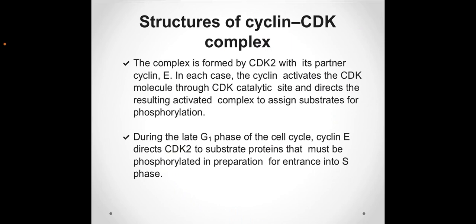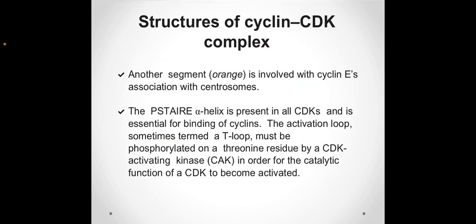During the late G1 phase of the cell cycle, cyclin E directs CDK2 to substrate proteins that must be phosphorylated in preparation for entrance into the S phase. Another segment, orange, is involved with cyclin E's association with centrosomes. The PSTAIRE alpha helix is present in all CDKs and is essential for binding of cyclins.